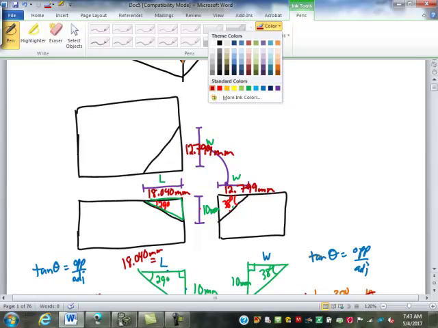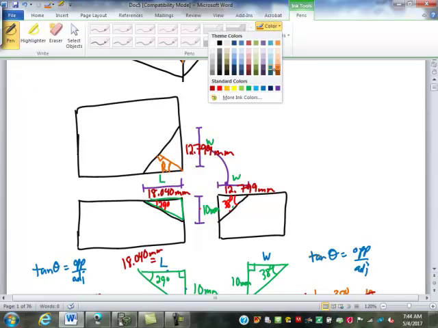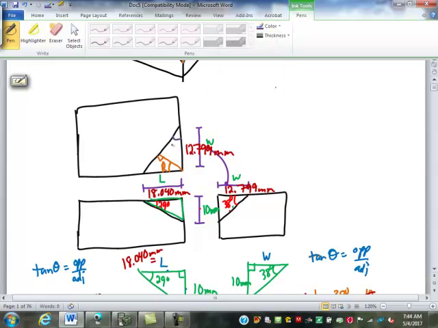Now that we have those dimensions, we can find our angle of rotation. Our angle of rotation is technically defined, once I draw this in at a right angle, to be this angle here. But that angle will be the same as this angle here.